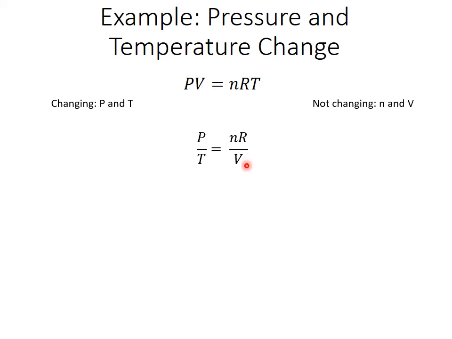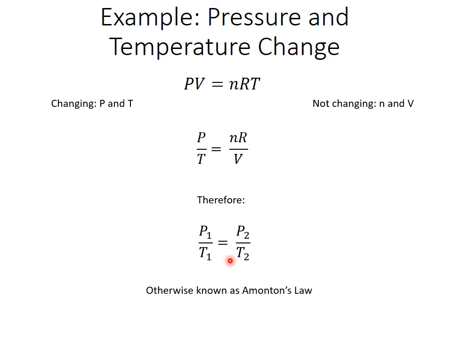Now remember that the nR over V term is going to be the same under both of our initial and our final conditions. Therefore, the P over T is the one that's going to change, and we can say that P1 over T1 equals P2 over T2. This is otherwise known as Amontons's law.